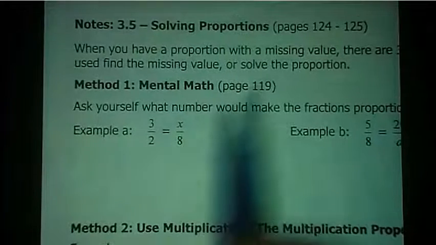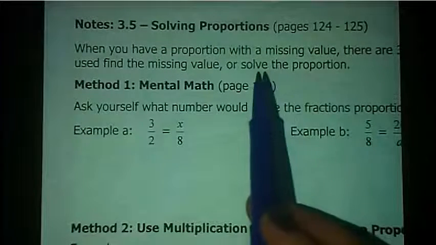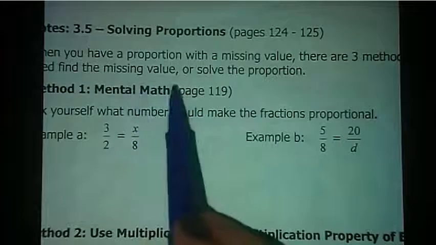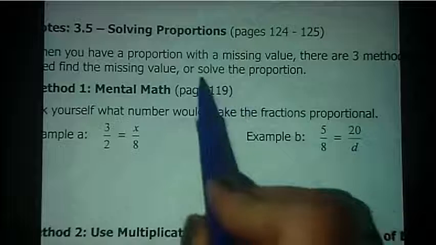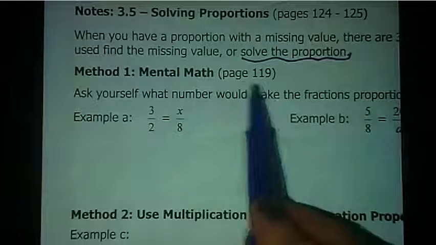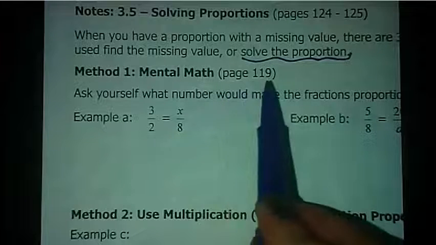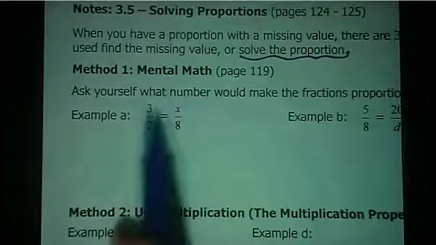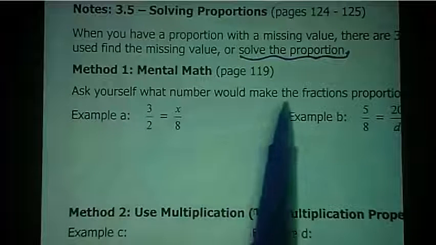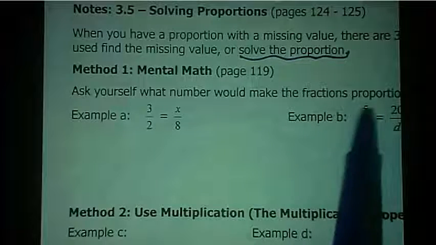When you have a proportion with a missing value, there are 3 methods that can be used to find the missing value, or in this case what that's called is we're solving the proportion. The first way we can use, and if you need to see a colored version of this example, page 119 in your book, is called mental math. You can simply ask yourself what number would make the fractions proportional, because ratios are fractions.